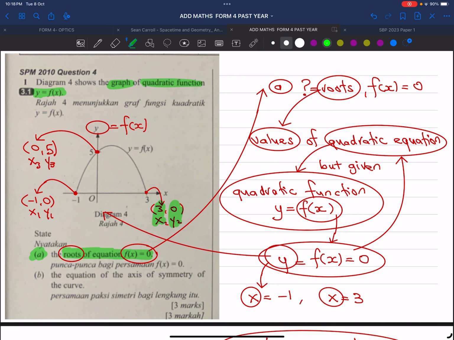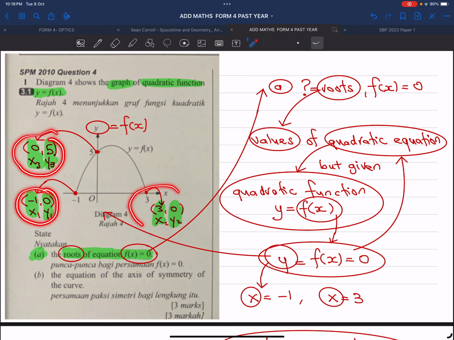Another point, -1, is on the x-axis, therefore the y-coordinate is 0, and the x-coordinate of course is -1. The third point is on the y-axis, therefore the x-coordinate must be 0, and the y-coordinate of course is 5. So we have labeled the coordinates of all 3 points. On the x-axis, the y is 0. On the y-axis, the x is 0.